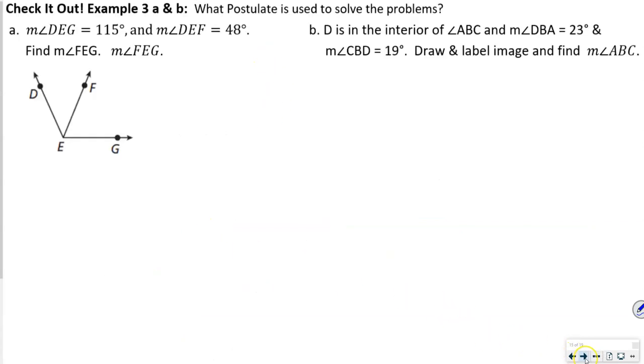So the biggest challenge with these is drawing them, okay? Now, you're checking out, you have one that's drawn, and then you have one that you're going to have to draw. So go ahead and do both these problems, and then come back to me when you're done.